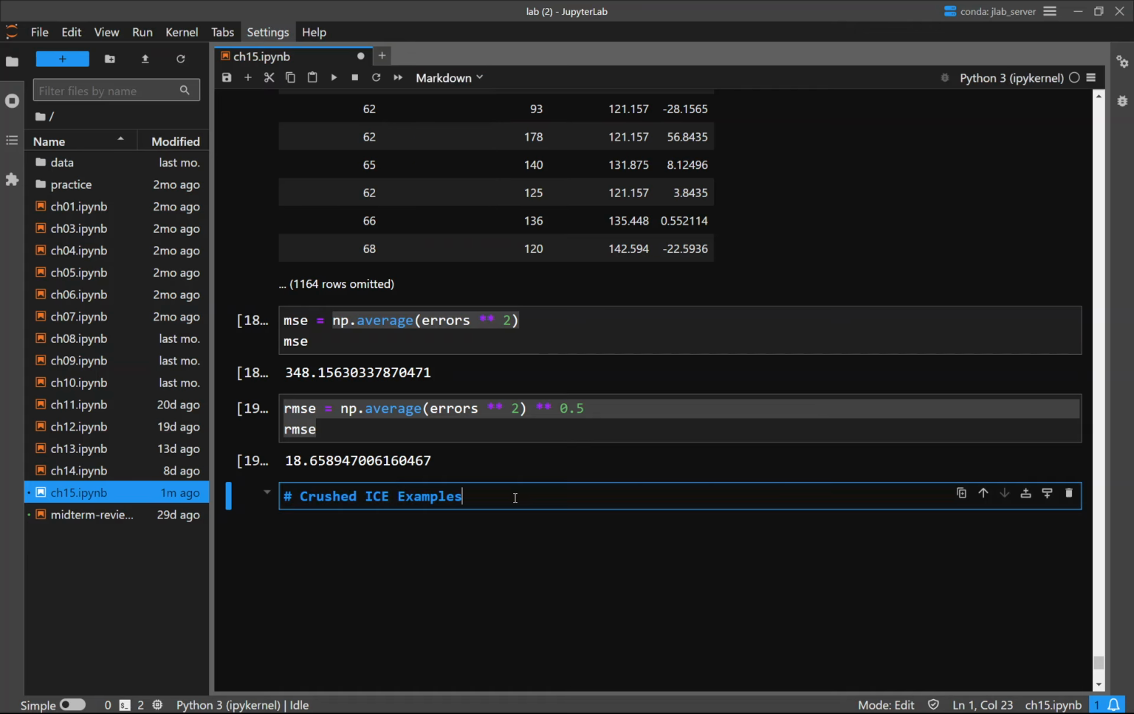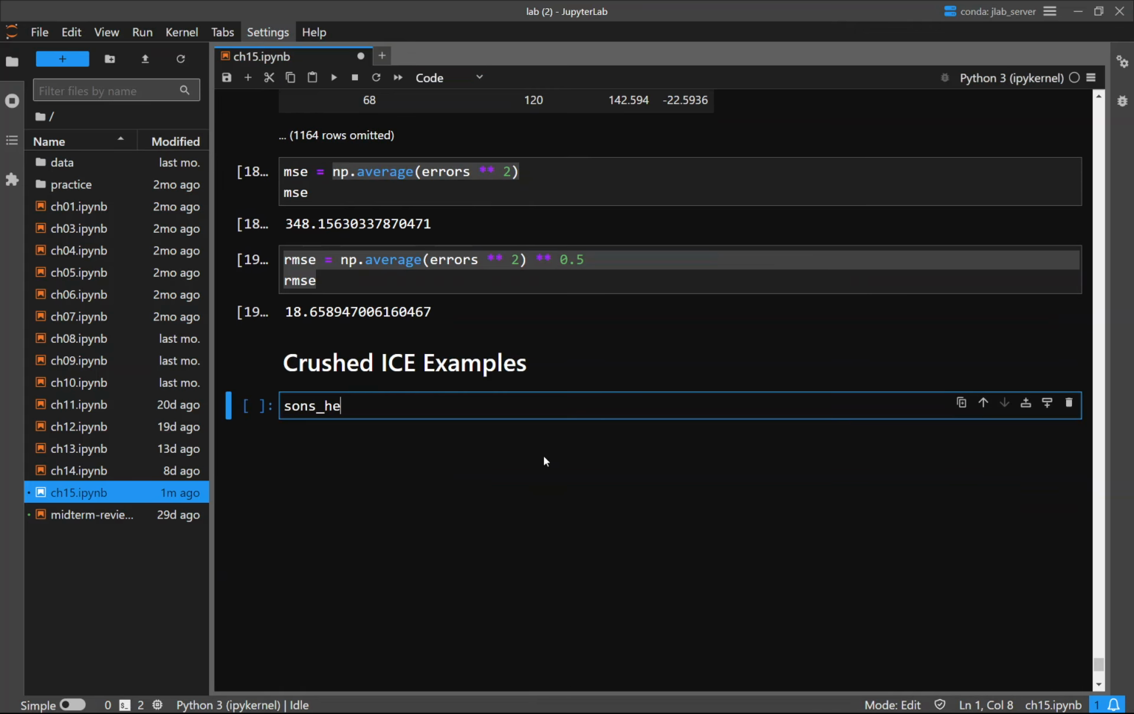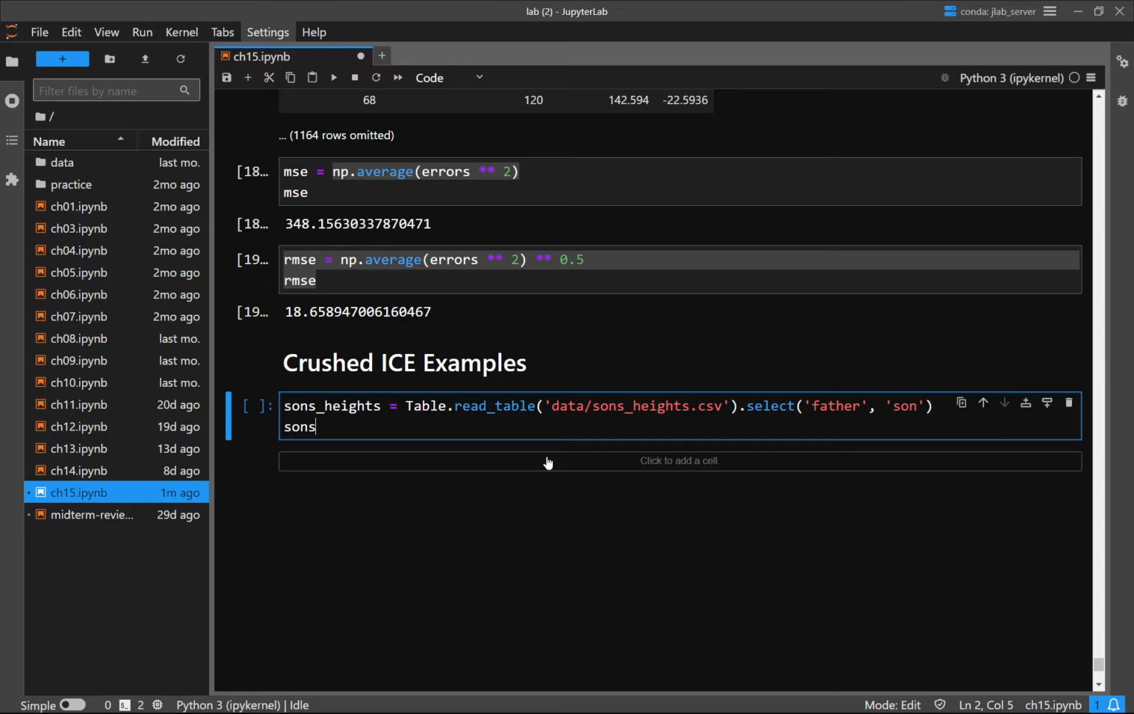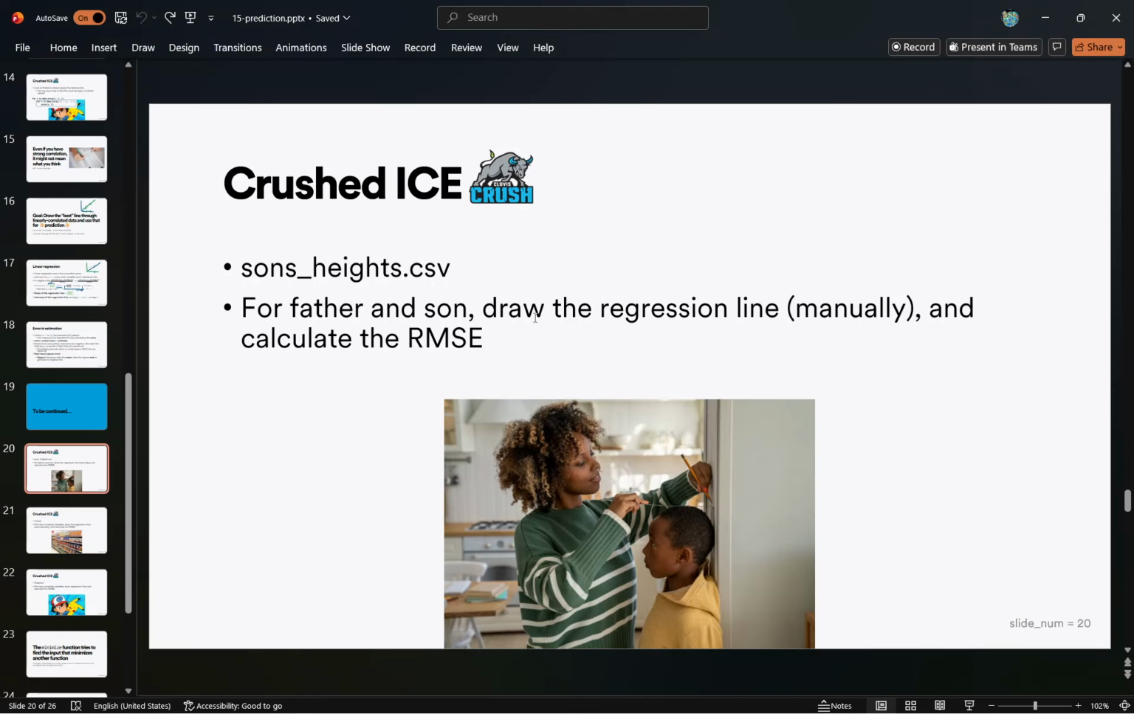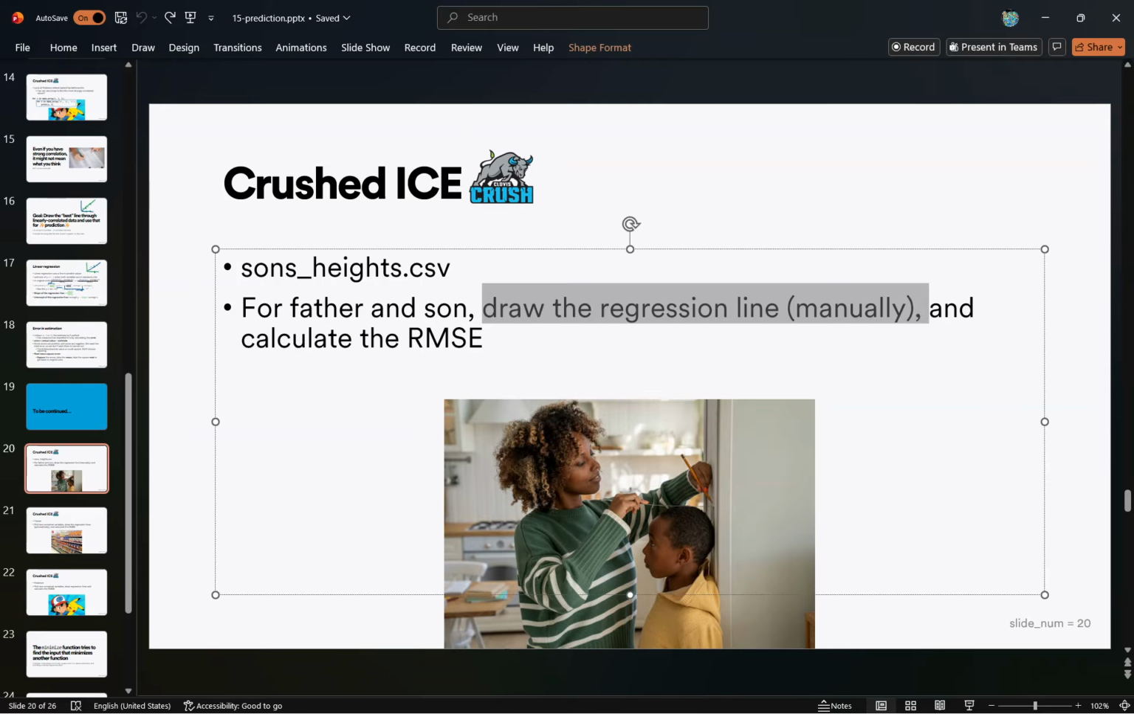So we'd like to include that new table, sons_heights. And we'll just select out the father and the son in that order. That's all we care about right now. So there is that table. And what we'd like to do is use father to predict son with linear regression, figure out the predicted value for each of the father's heights, and how far away it is from the actual son's height. So try to draw the regression line by yourself manually, and then calculate the root mean squared error.